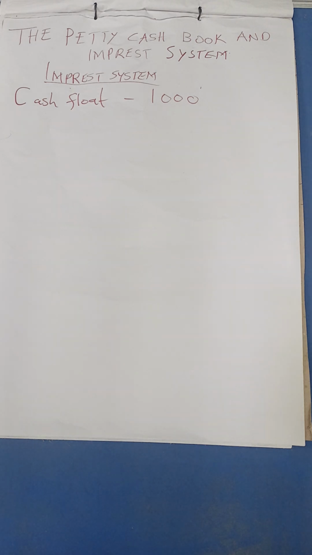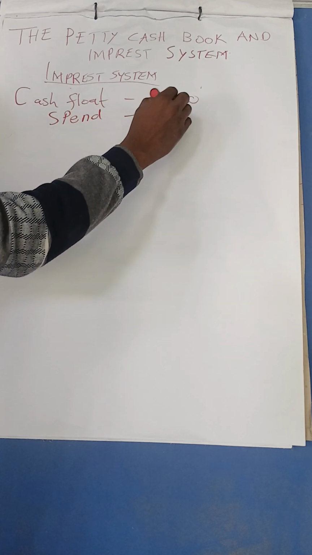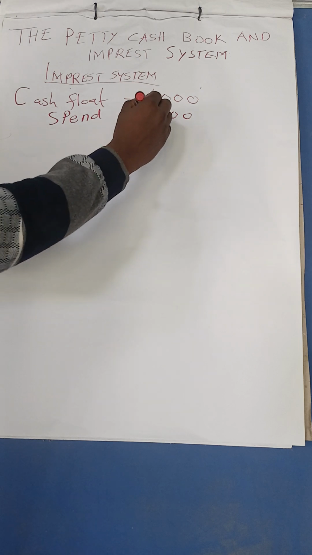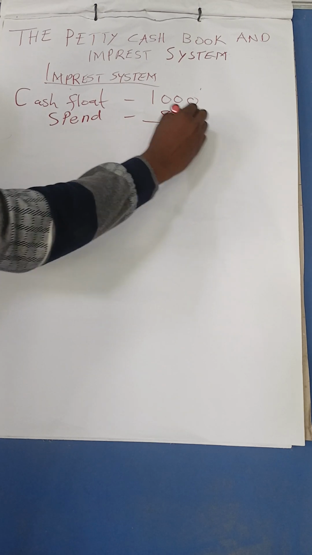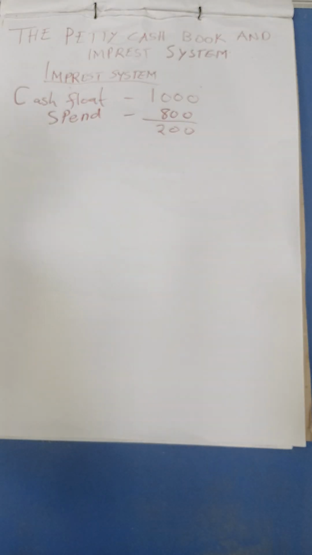Now, let's say the petty cashier spends 800. So at the end of the day, maybe in the middle of the month, the petty cashier will have a balance in hand of 200. Good. You'll have in hand a balance of 200. So maybe the petty cashier wants to continue to make some payments in regards to the small payments that arise.